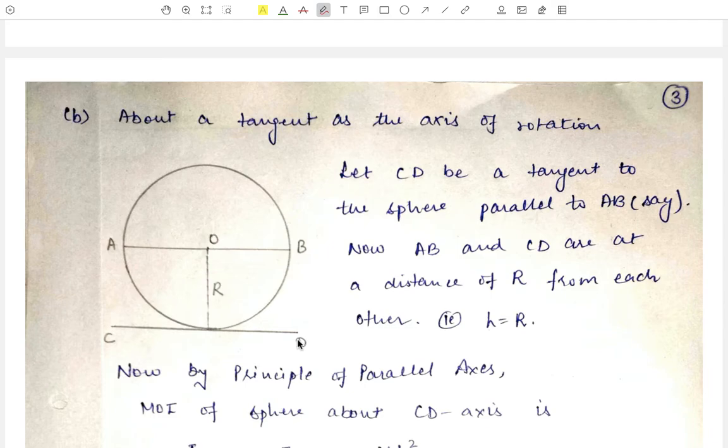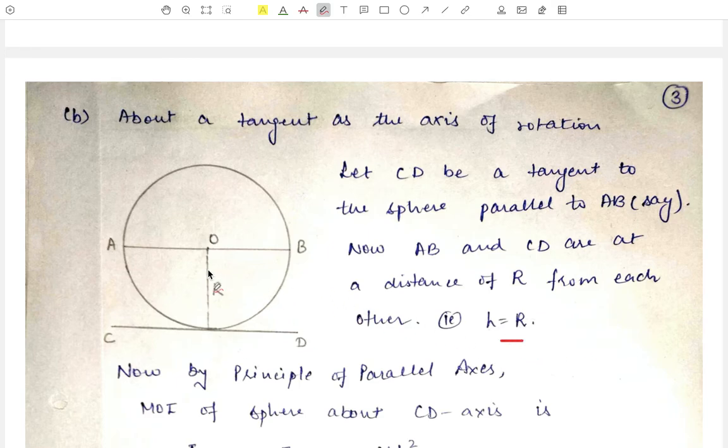For this, let us consider CD to be a tangent to the sphere parallel to this AB axis, that is also the diameter of the sphere about which we have just found the moment of inertia of this sphere. Now, the distance between these two parallel axes is equal to the radius of the sphere, that is r. Therefore, h will be equal to r.